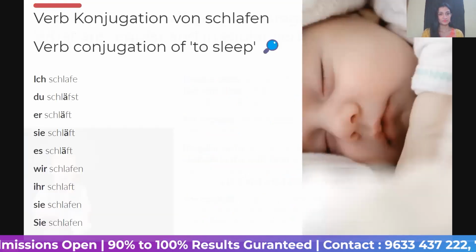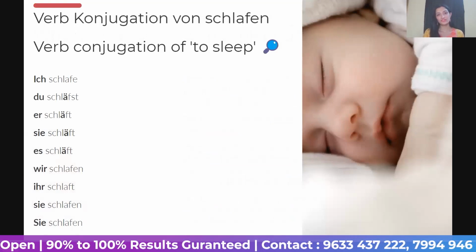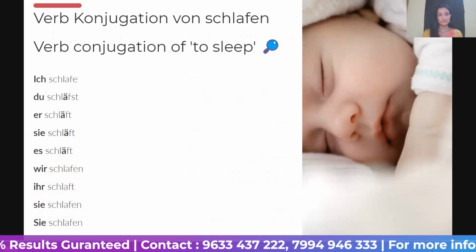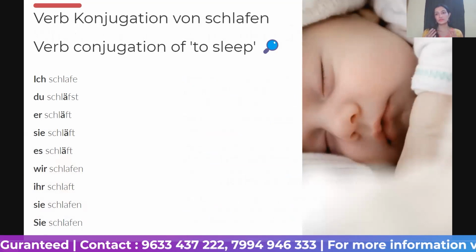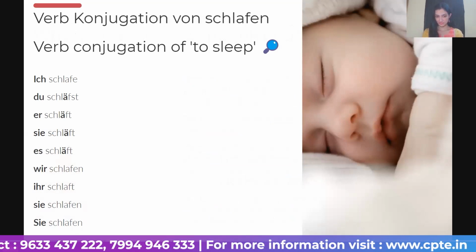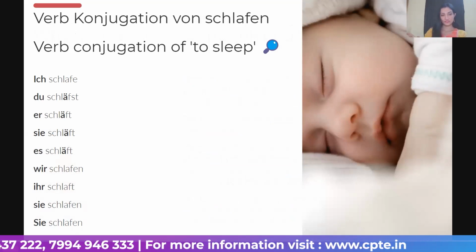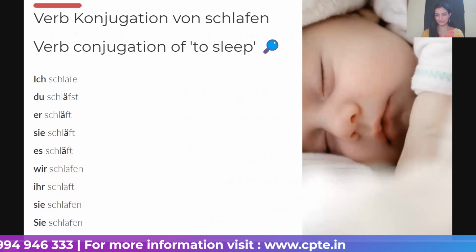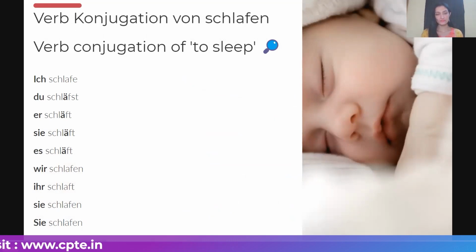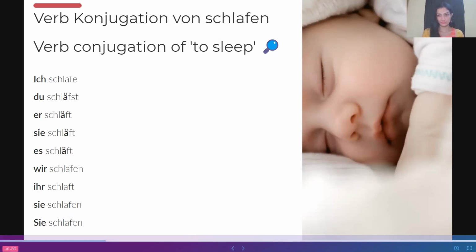Okay. Now, people, I give you the verb conjugation of schlafen, which is to sleep. So, ich schlafe, du schläfst, er sie es schläft, wir schlafen, ihr schlaft, sie schlafen, Sie schlafen. Okay. Only in du and er/sie/es will a change to umlaut, and that is it. And you only need to put the endings. I mean for ich, e, du, st in the verb stem, and your work is done.